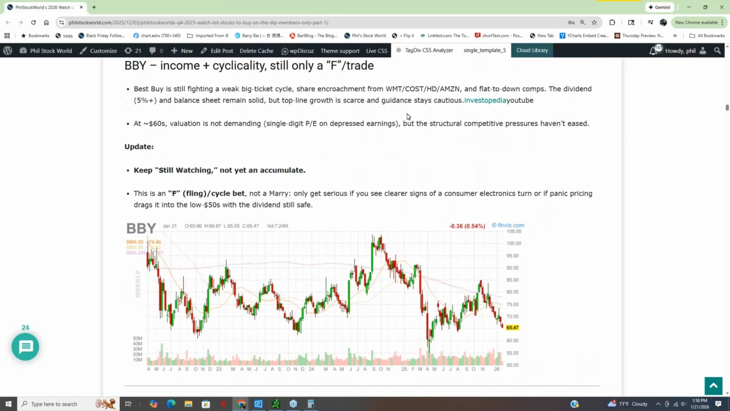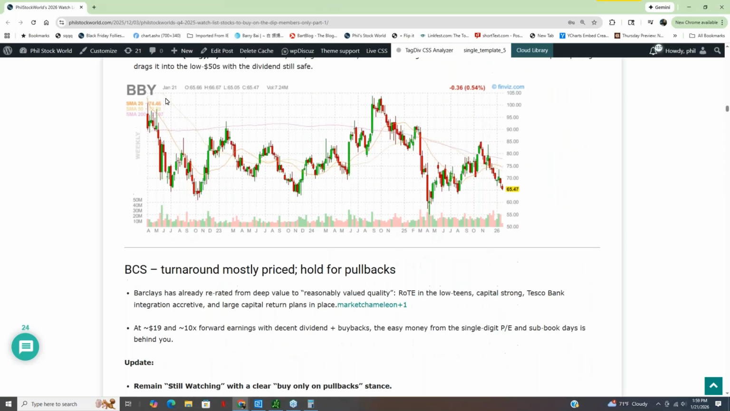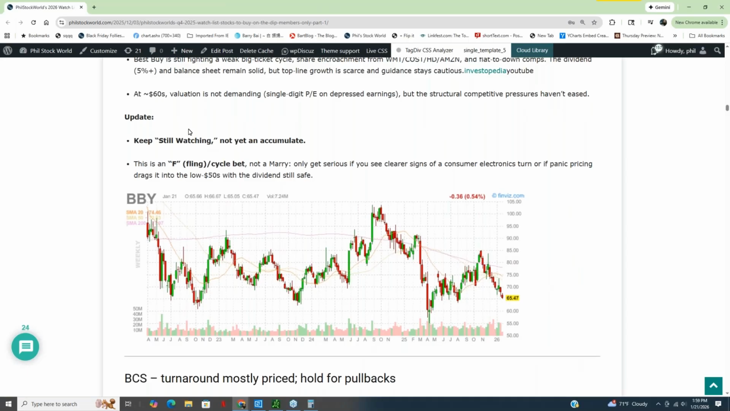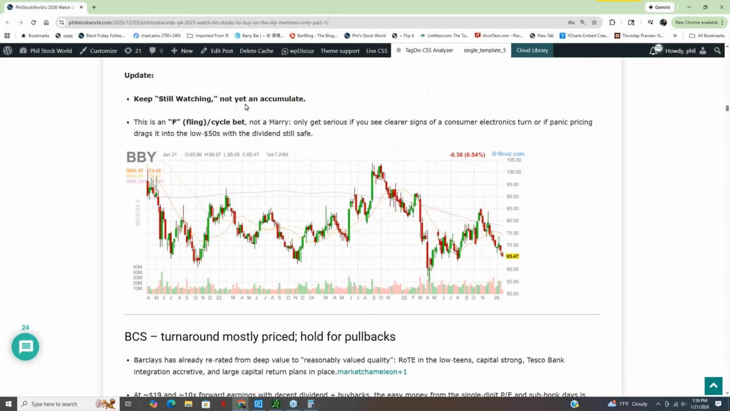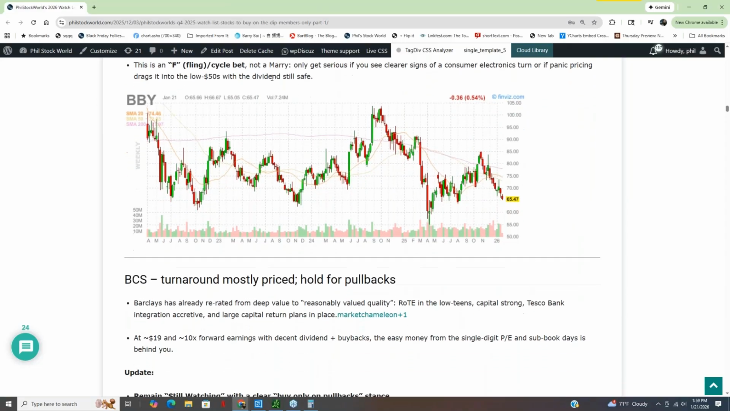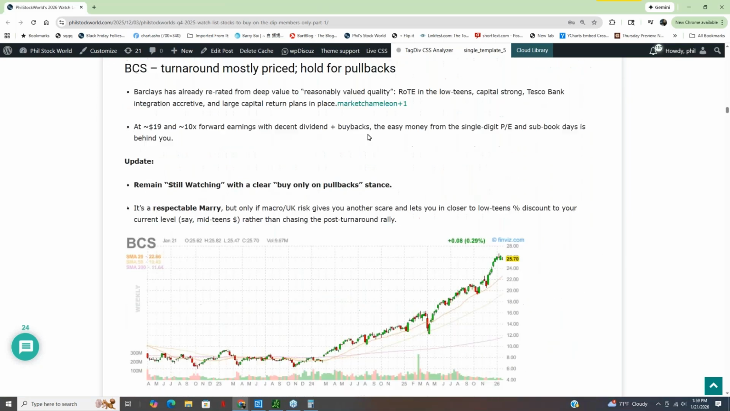Top line growth is scarce. Guidance is cautious. The valuation is not demanding, but the structural competitive pressures haven't eased. They are, update, still watching, not an accumulate. And we'd like to see, if they come back down to 60, 55, they get kind of interesting.